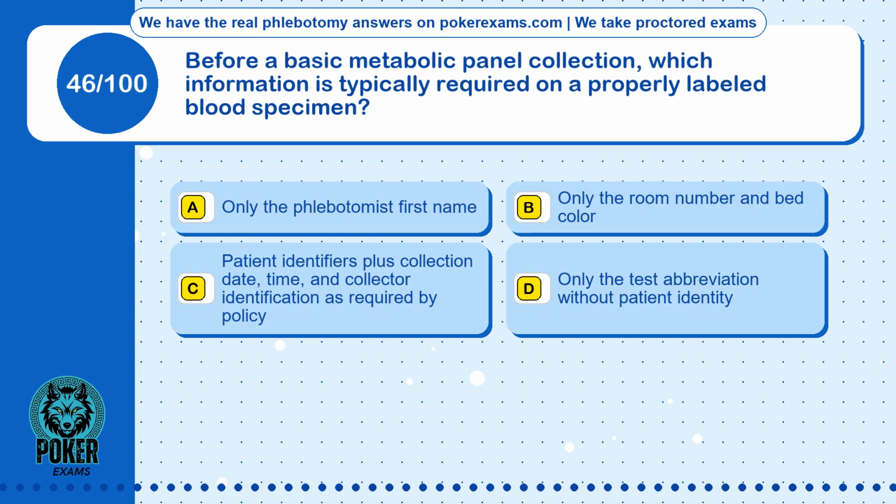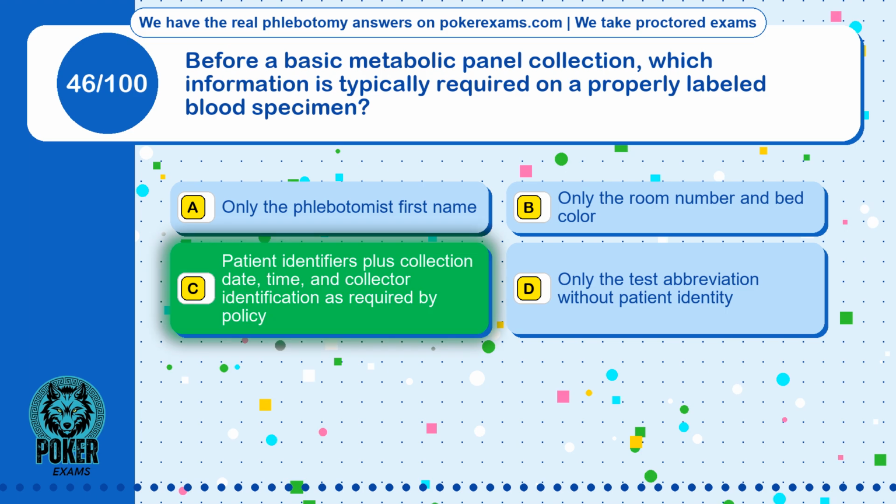Question 46. Before a basic metabolic panel collection, which information is typically required on a properly labeled blood specimen? Option A. Only the phlebotomist first name. Option B. Only the room number and bed color. Option C, patient identifiers plus collection date, time, and collector identification as required by policy. Option D. Only the test abbreviation without patient identity.